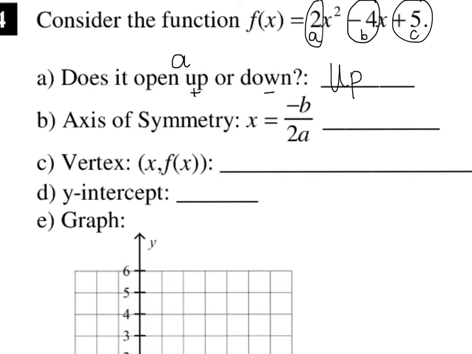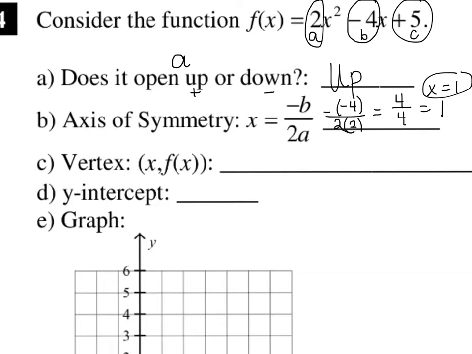For the axis of symmetry, we need to use that formula, negative b, so it's going to be negative negative 4, divided by 2 times a, which is 2. So on top, negative negative becomes positive 4. On bottom, 2 times 2 is 4, and 4 over 4 equals positive 1. So the axis of symmetry is x equals 1.